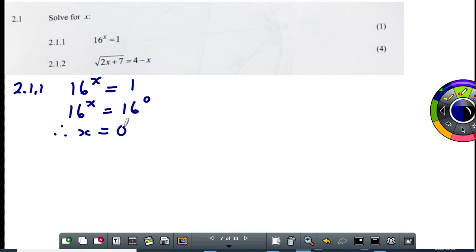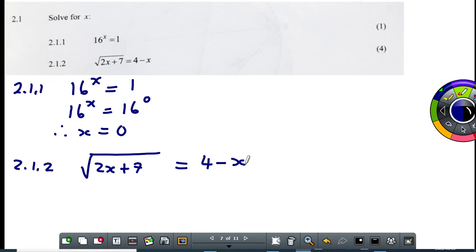Right? Then 2.1.2. Okay? Make sure you pay attention carefully because some of you last time when you wrote the test, you were writing your own things here. That's why I said everybody must be here. So this will be the square root of 2x plus 7 is equal to 4 minus x.